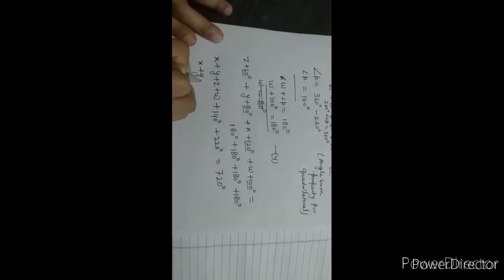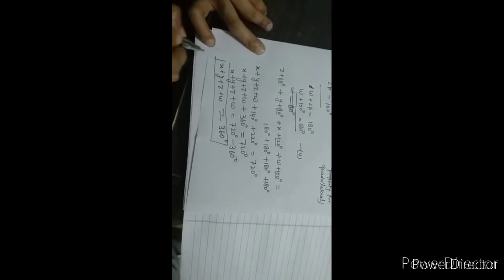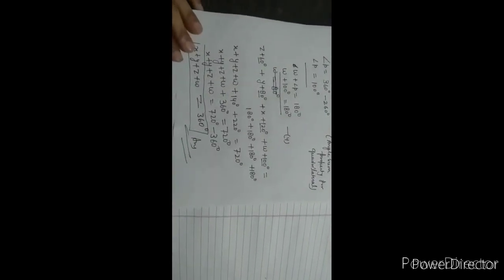And then x plus y plus z plus w plus 360 degrees is equal to 720 degrees, and then we get 720 degrees minus 360 degrees is equal to 360 degrees. So from part B, x plus y plus z plus w will be equal to 360 degrees. Now question number 7 is also done and exercise 3.1 is finished.